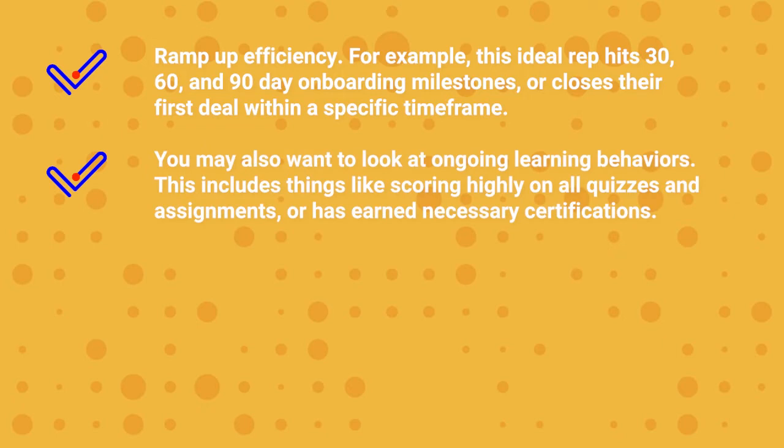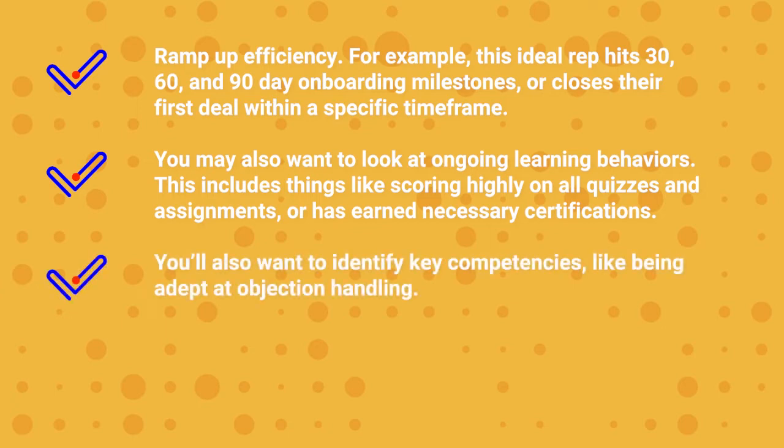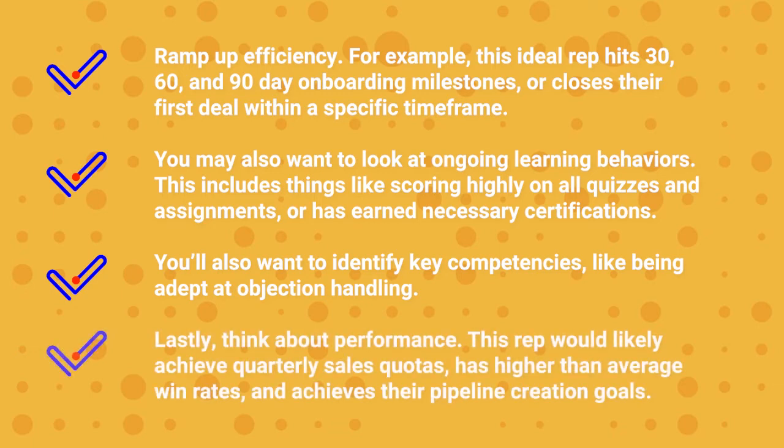You may also want to take a look at ongoing learning behaviors. This includes things like scoring highly on all quizzes and assignments or having earned necessary certifications. You'll also want to identify key competencies, for instance, being adept at objection handling. And lastly, think about performance. This rep would likely achieve quarterly sales quotas or have higher than average win rates or even achieve their pipeline creation goals.